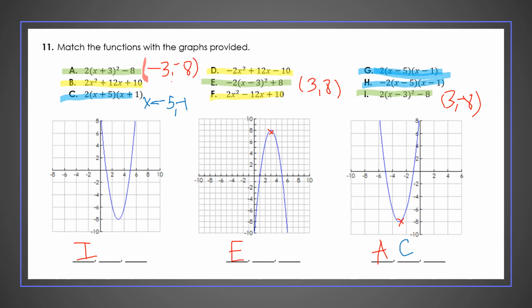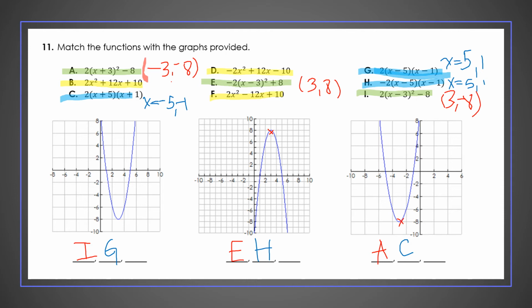On G, the x-intercepts will be positive 5 and 1, and it will open up. So the first and second graph both have x-intercepts of positive 1 and positive 5, but on the first graph, it opens up. So G should go to that graph. And finally, H says that it has x-intercepts of positive 5 and positive 1. However, the graph opens down because of the negative 2 in front, so that would be the middle graph.